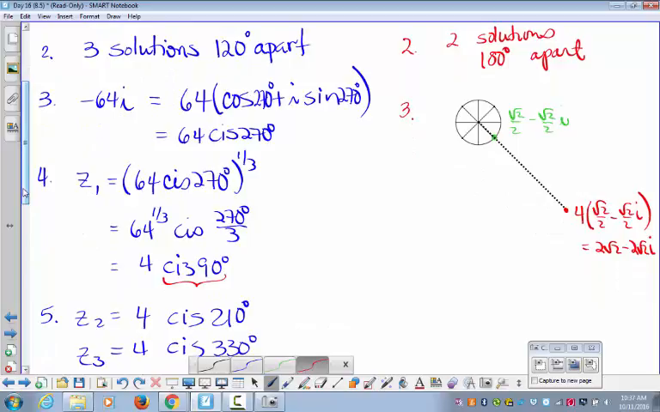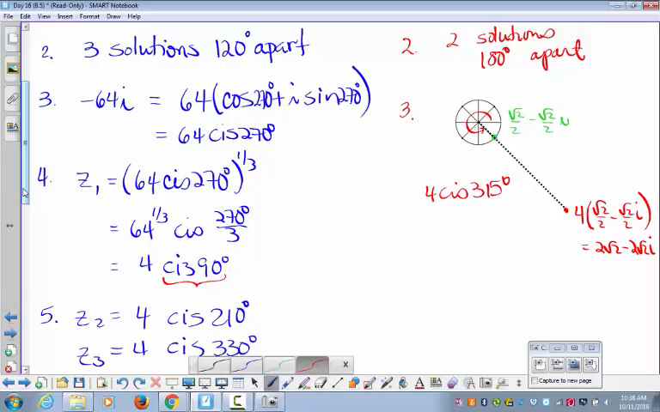So how do you write that in trigonometric form then? 4 CIS 315. Yeah, 315. Good. 4 CIS 315. So that's the right side of the equation.